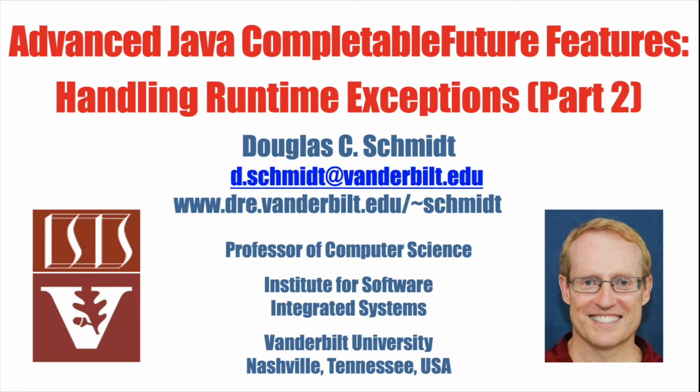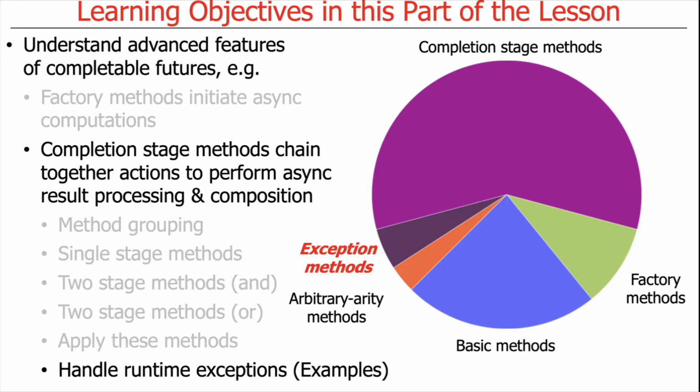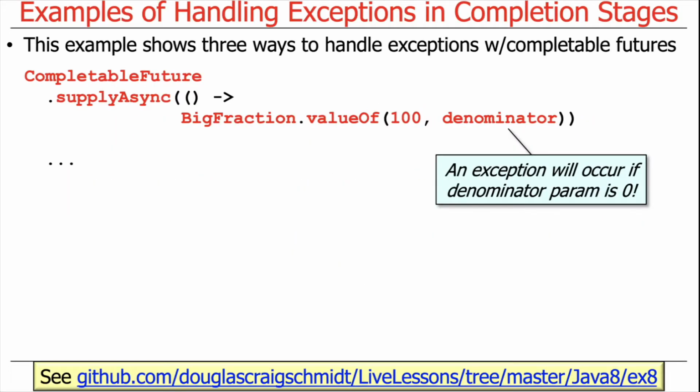So now that you've been given an overview of the runtime exception handling methods in Java CompletableFutures, let's go ahead and take a deeper look into how these can be applied in practice. We'll look at some examples here. This example, which also comes from my EX8 folder in my GitHub repository, shows 3 different ways to handle exceptions with CompletableFutures.